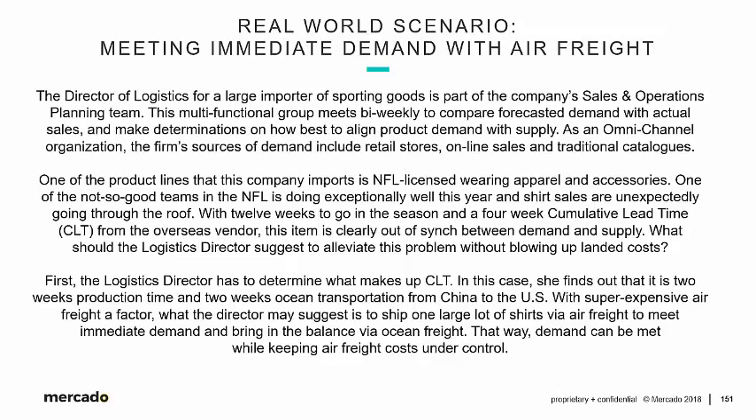In this case, she finds out that it is 2 weeks production time and 2 weeks ocean transportation from China to the U.S., undoubtedly to the west coast of the U.S. With super expensive air freight a factor, what the director may suggest is to ship one large lot of shirts via air freight to meet immediate demand and bring in the balance via ocean freight. That way, demand can be met while keeping air freight costs relatively under control.